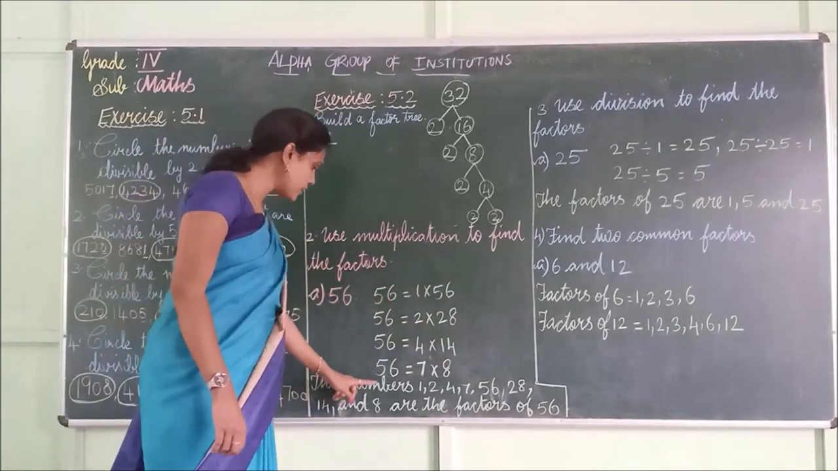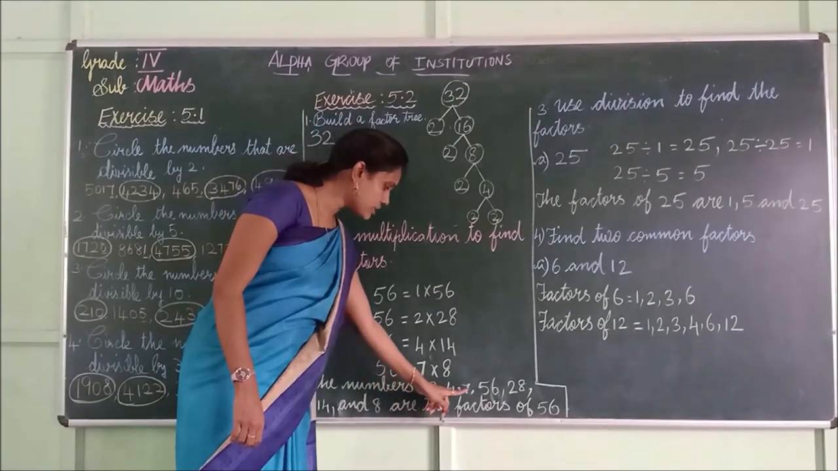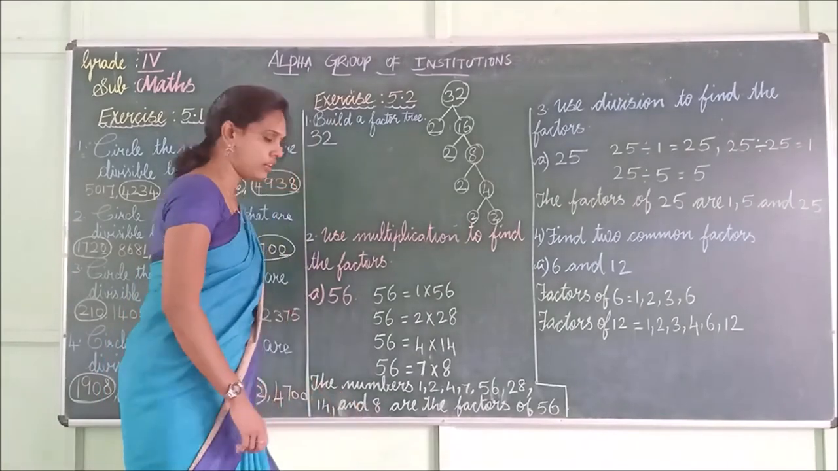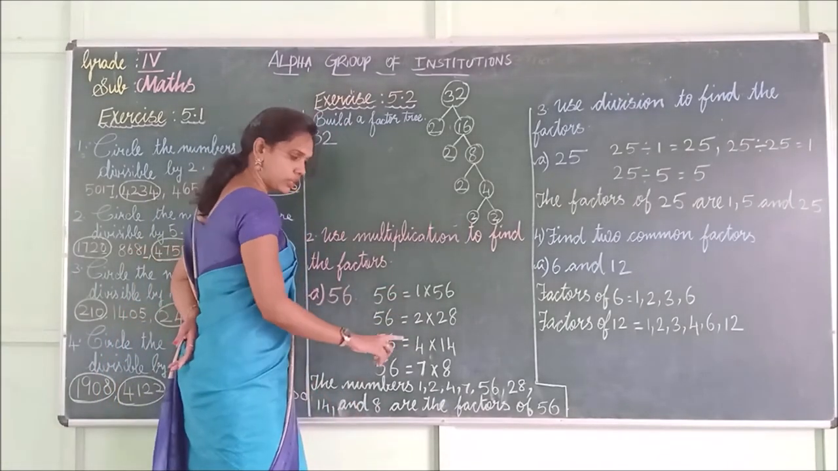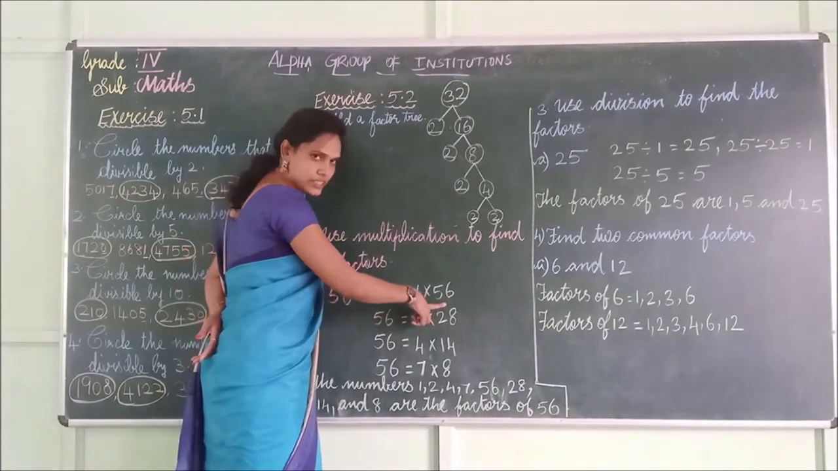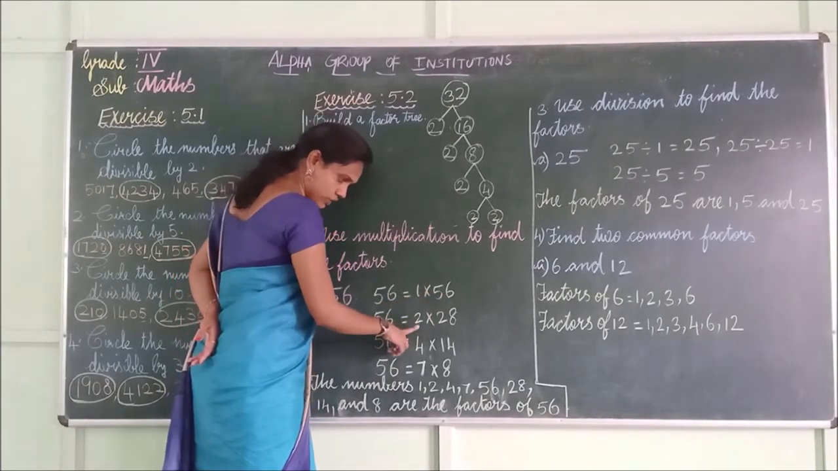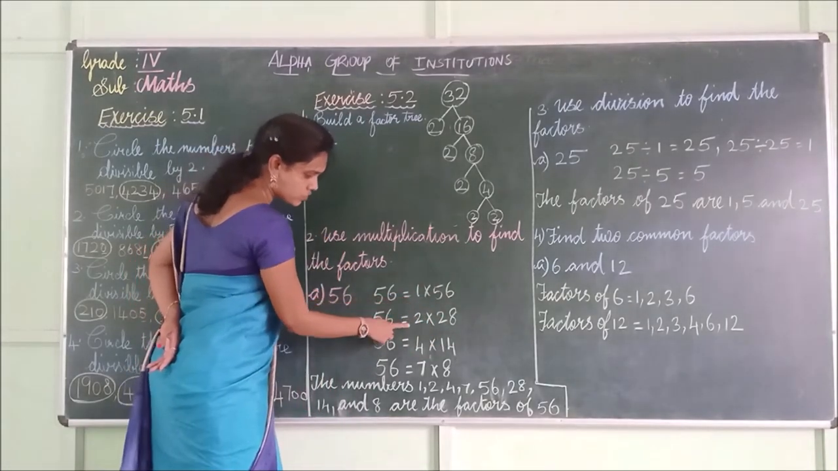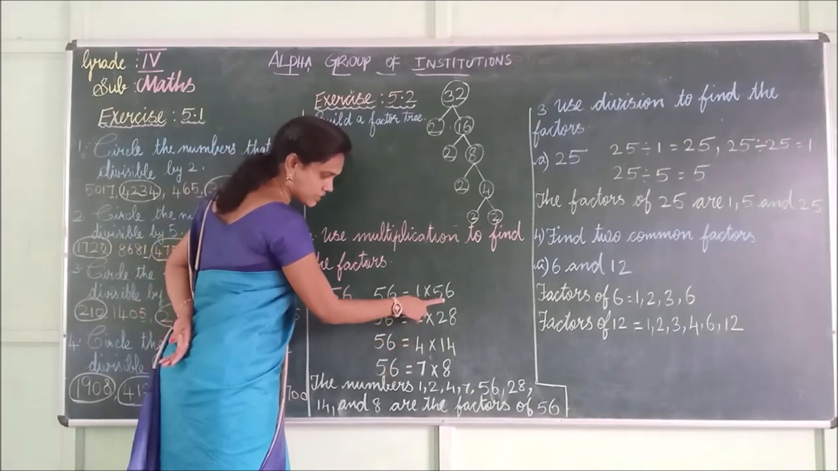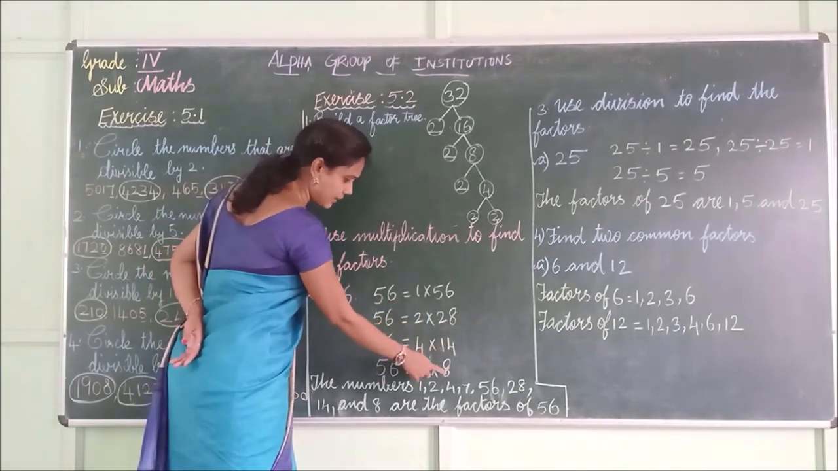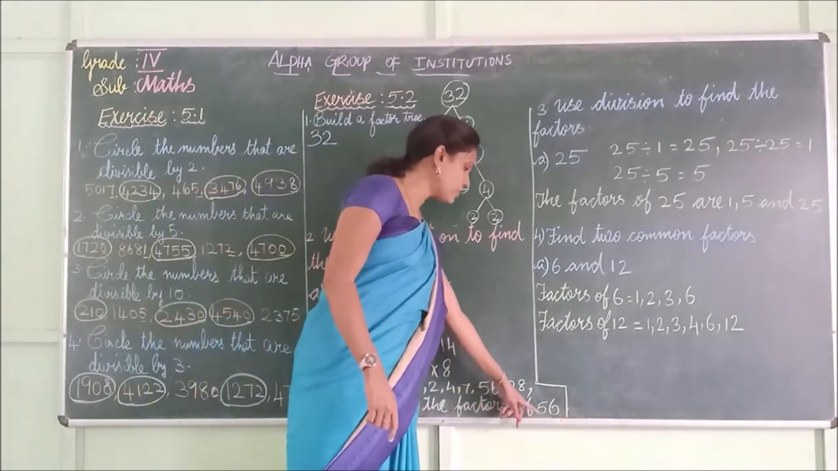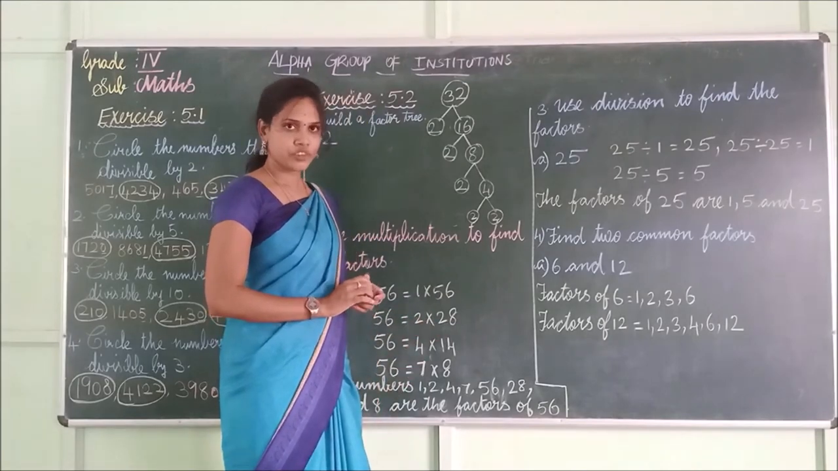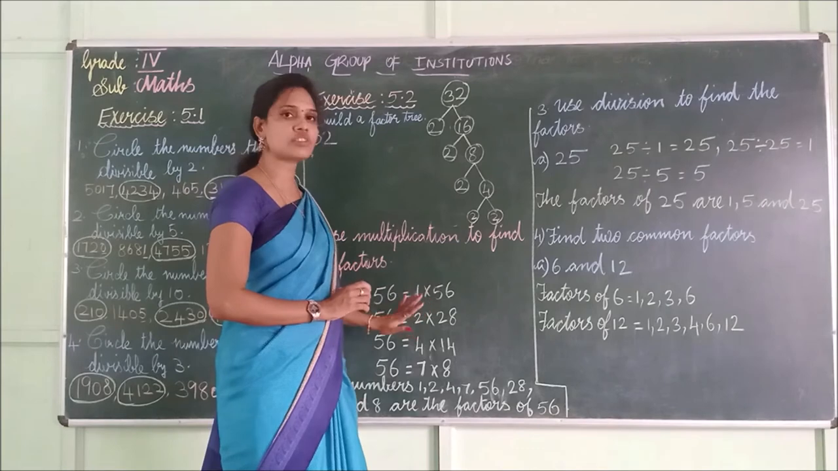See the numbers 1, 2, 4, 7, 56, 28, 14 and 8. We have to take all the numbers. It will come in the 1 table as well as the 56 table. Next, 56 will come in the 2 table as well as the 28 table. Like this we have to take all the numbers 1, 2, 4, 7, 56, 28, 14 and 8. These are the factors of 56. Like this you have to use the multiplication method.